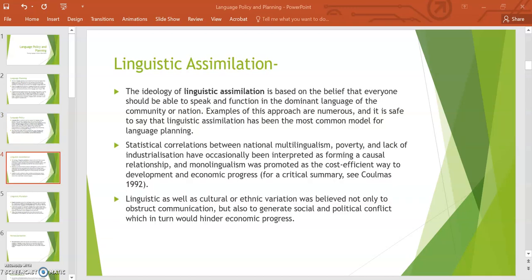The first ideology that we will discuss is linguistic assimilation. The ideology of linguistic assimilation is based on the belief that everyone should be able to speak and function in the dominant language of the community or nation. Examples of this approach are numerous, and it is safe to say that linguistic assimilation has been the most common model for language planning. One example of linguistic assimilation policy being implemented could be the schools for the Native American or indigenous American population set up in America 200 years ago.